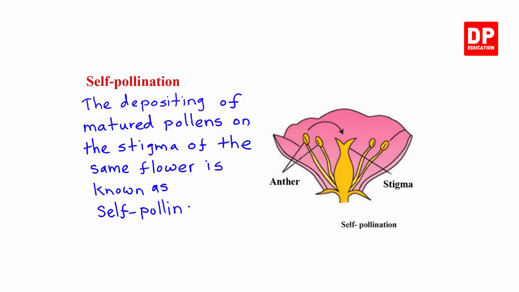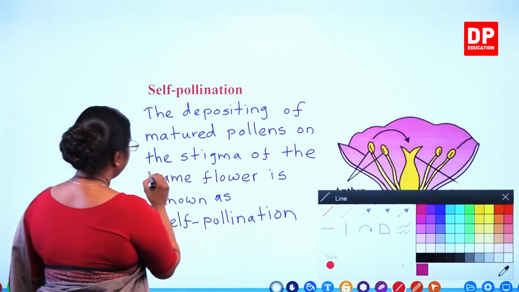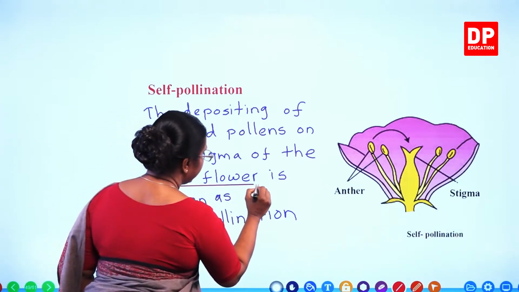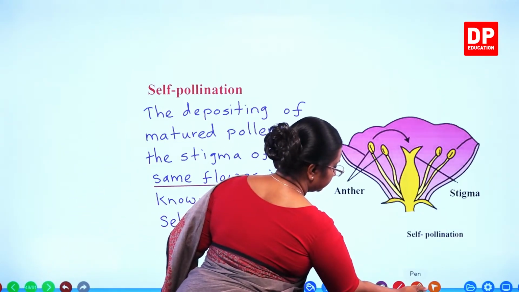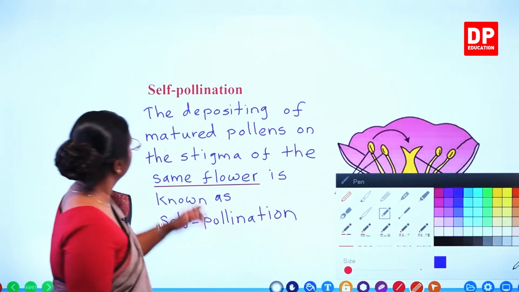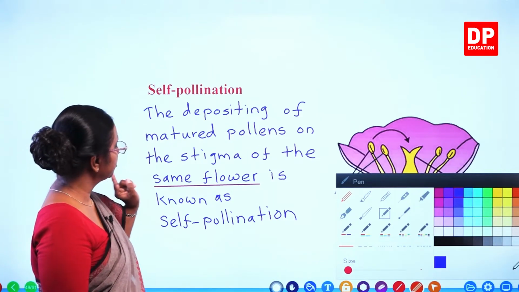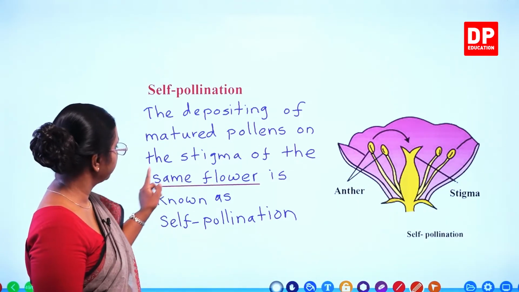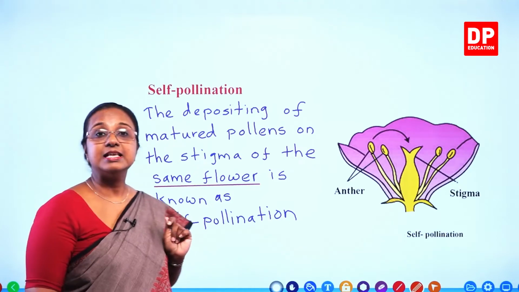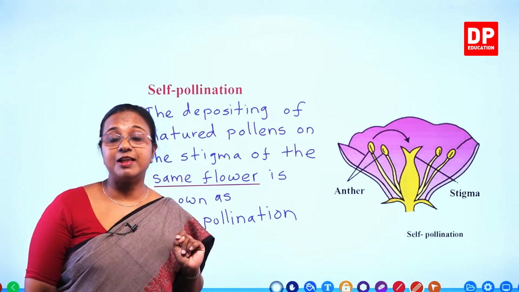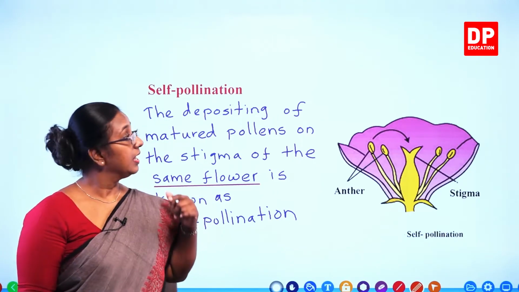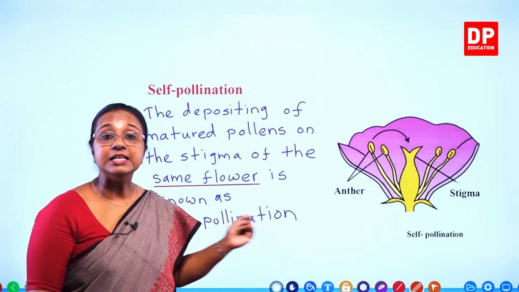Self-pollination. In this, the important part is the same flower. The depositing of matured pollens on the stigma of the same flower is known as self-pollination. Only one flower is involved.